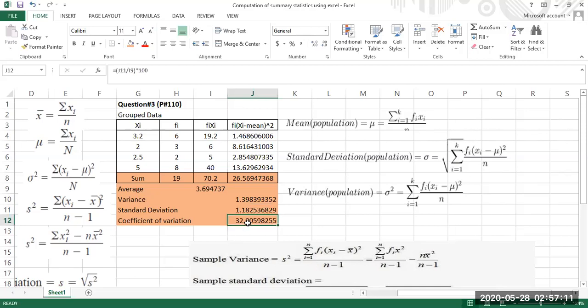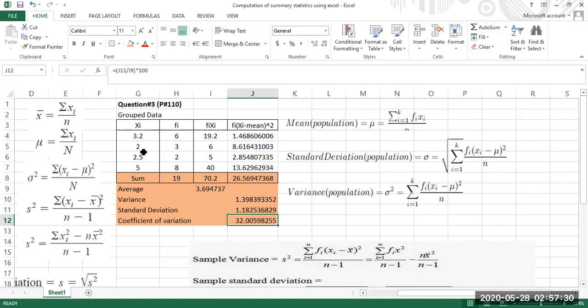And finally, the coefficient of variation, where the standard deviation, this number, should be divided by the mean and multiplied by 100 to get this thing, okay? Considering the fact if I was having the population data, I will use the signs sigma, sigma square, and mu.